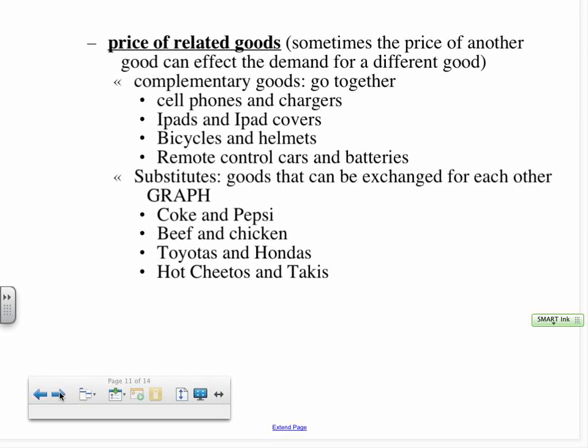The last thing is the price of related goods. This is usually what's most difficult for people to remember and understand, so make sure you're paying attention and you write this down. So sometimes the price of another good can affect the demand for a different good.